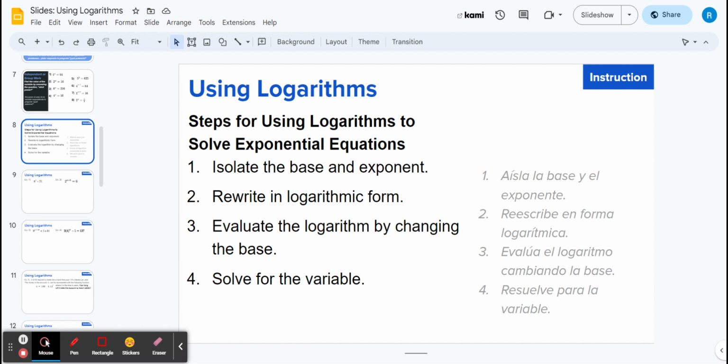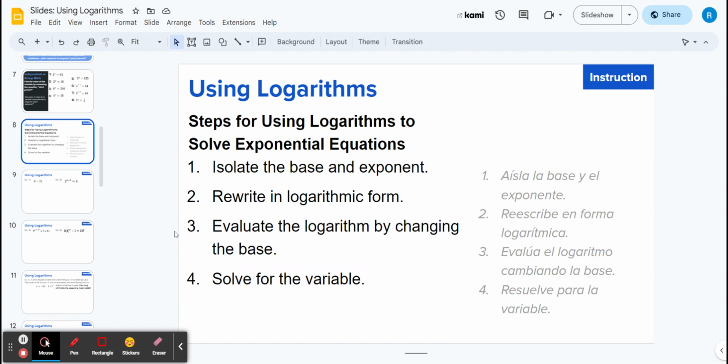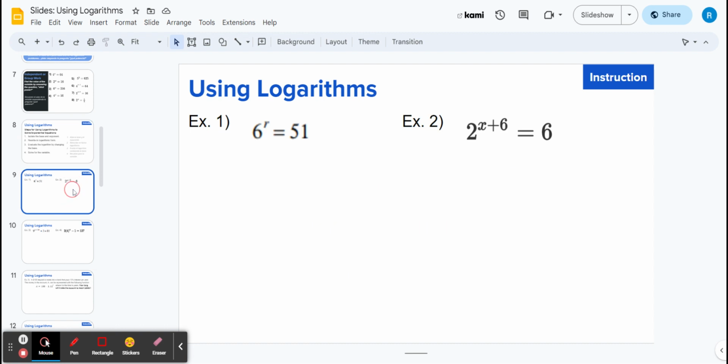Once we have that, we rewrite in logarithmic form. Then we can evaluate the logarithm by changing the base and solve for the variable. Again, that might not be something we always need to do. Steps 1 and 4 will depend on the structure of the problem. So let's go into example 1 here.